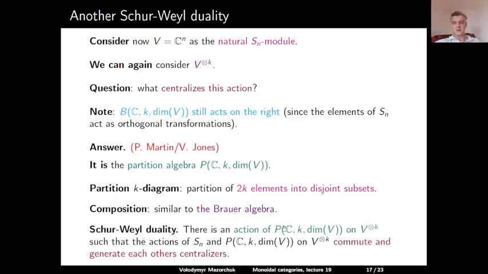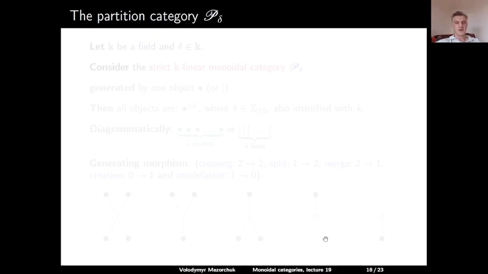And the corresponding Schur-Weyl duality reads as follows. There is an action of this partition algebra on the k-th tensor power of V, such that the actions of the symmetric group S_n and this partition algebra on V to the tensor power k, these two actions commute and generate each other's centralizers. Let us now try to describe the corresponding partition monoidal category Carly P sub delta.